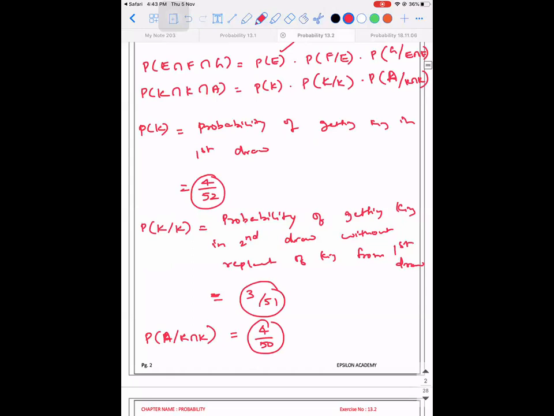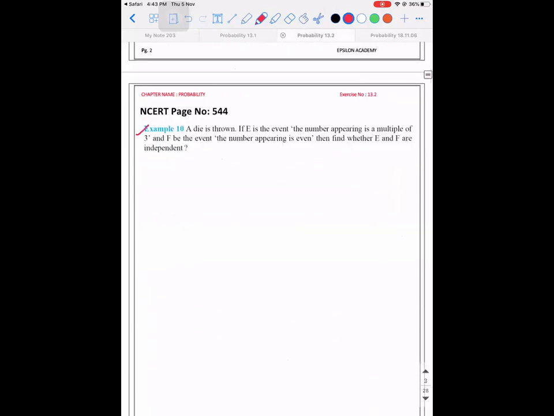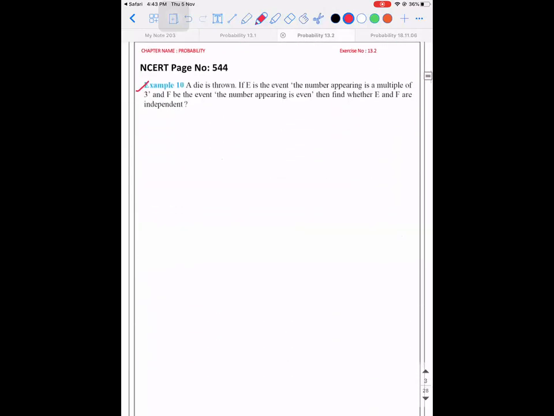Now see, the question here is, there is a die that is rolled. There are two events defined. One is event E and the second is event F. Event E is about the number appearing as a multiple of 3, and F is an event such that the number appearing is even. Find whether E and F are independent events.